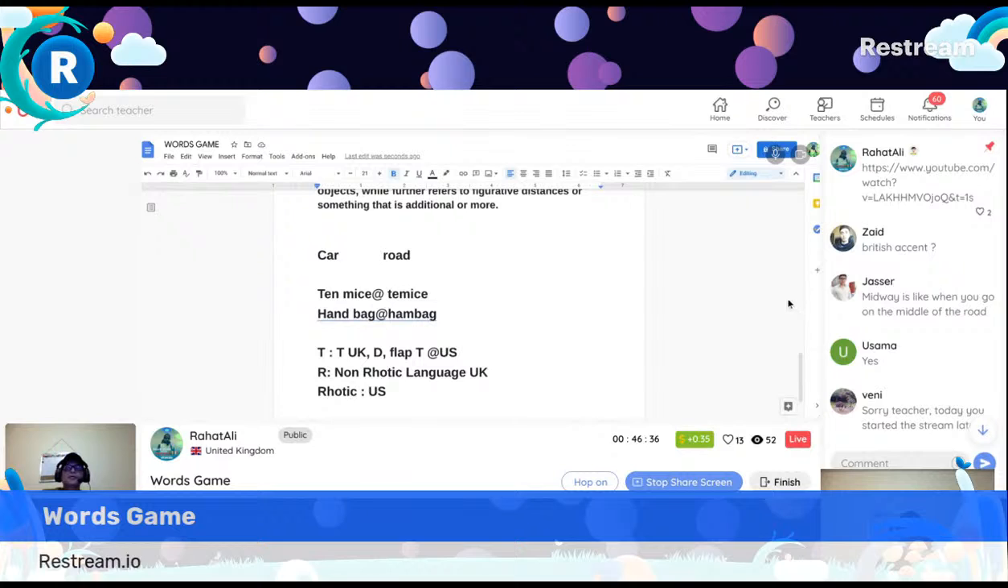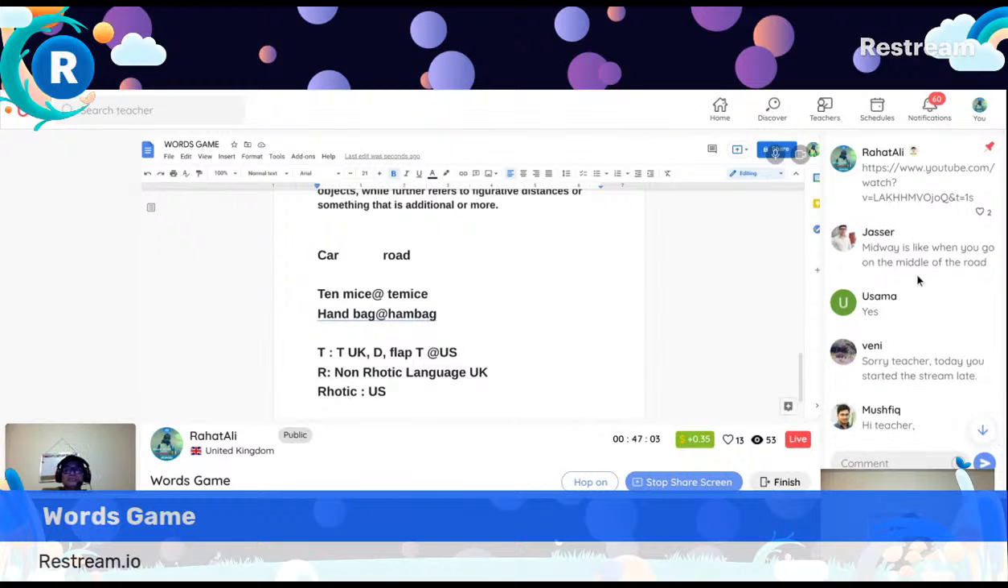As I was explaining, some of the vowel sounds and also some of the expressions are different in the British accent and in the US accent, and some of the spellings as well, obviously. Let me give you some examples.